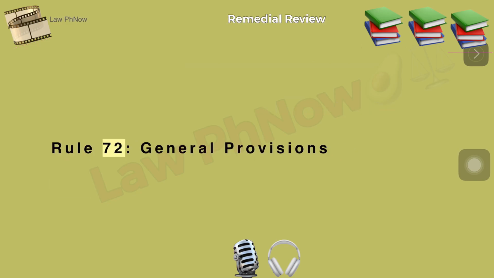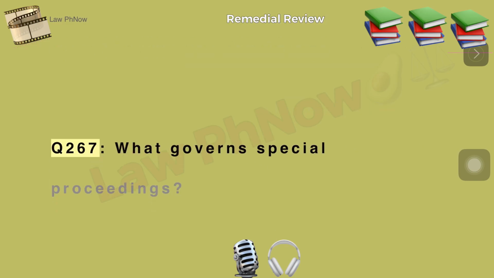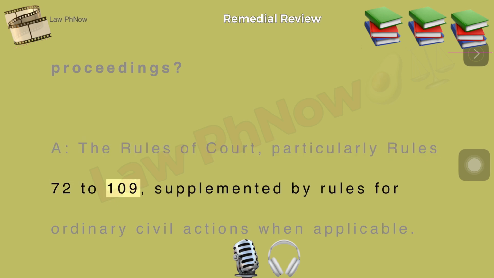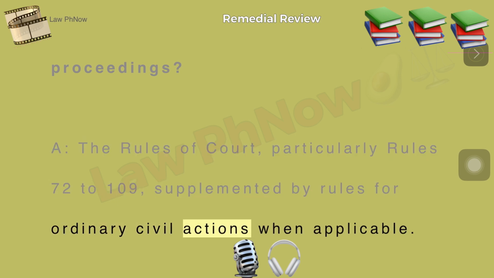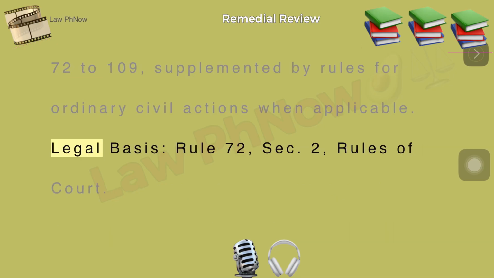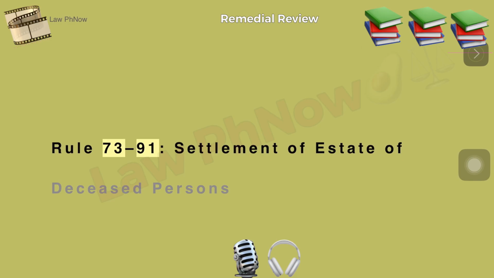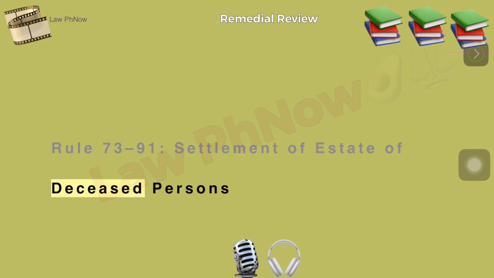Rule 72, General Provisions. Q267, what governs special proceedings? A. The Rules of Court, particularly Rules 72 to 109, supplemented by rules for ordinary civil actions when applicable. Legal basis, Rule 72, Section 2, Rules of Court. Rules 73 to 91, Settlement of Estate of Deceased Persons.